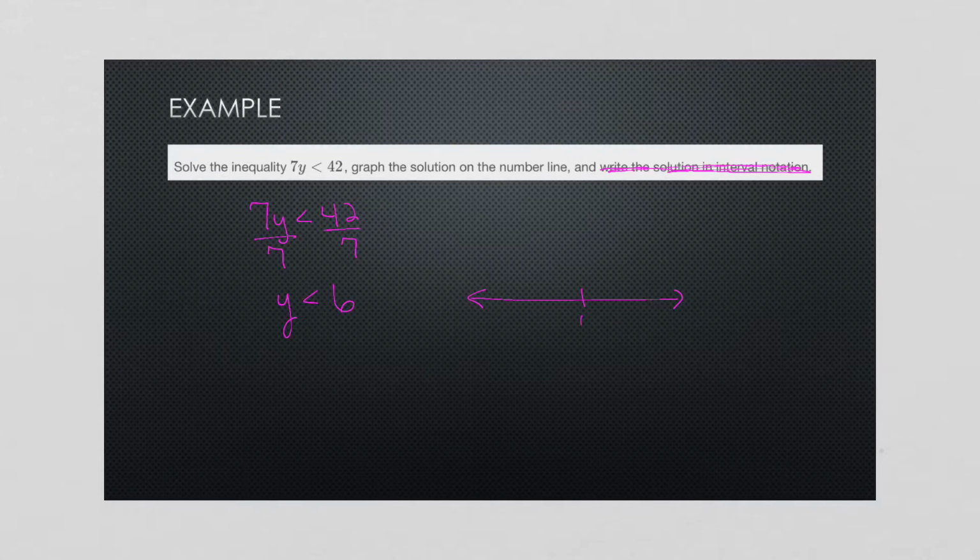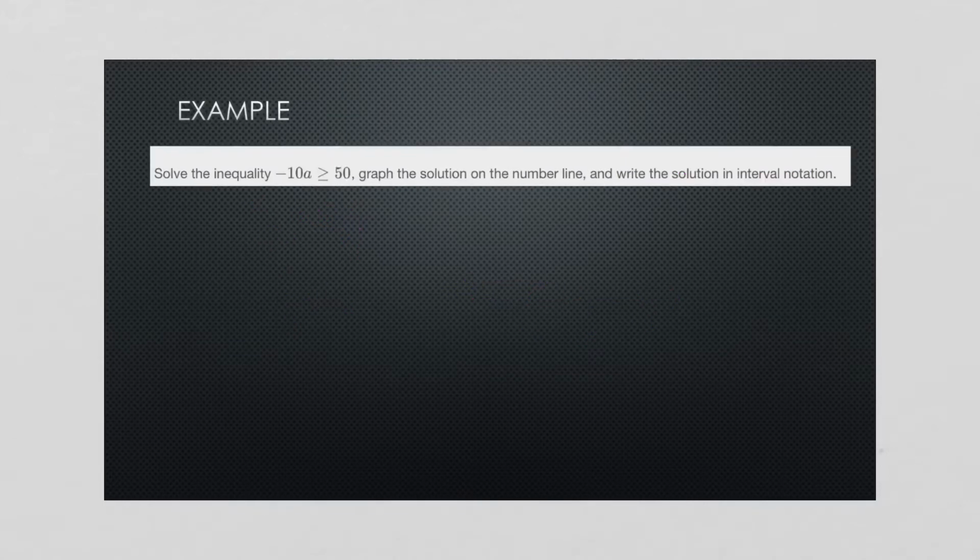I always put the number I'm dealing with in the middle, one number on either side, and then I want to put an open circle at 6, and I want the numbers that are less than that number, and those numbers are over here on the left. And that's it.